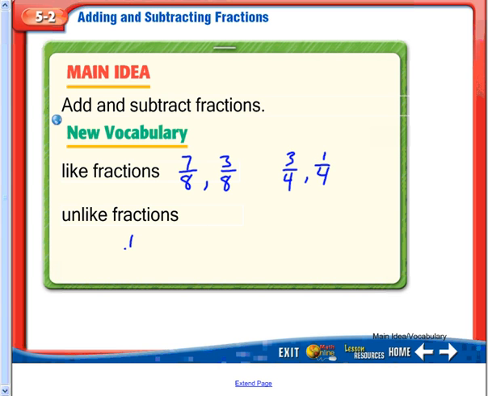Unlike fractions would be, for example, 1/3 and 7/8. These fractions are unlike fractions because they do not have a common denominator. What we'll need to do is find a least common denominator, or LCD.